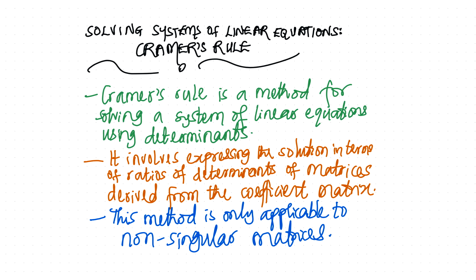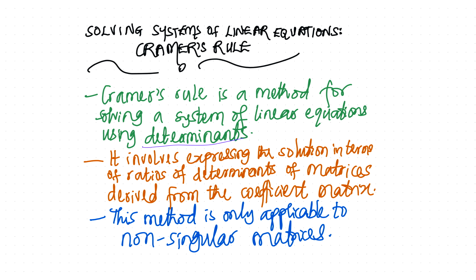I've been making a series of videos on matrices, and today our attention is going to be on solving systems of linear equations using Cramer's rule. Cramer's rule is a method for solving a system of linear equations using determinants. I remember talking about determinants in the video I made about matrix properties, where we talked about traces, transpose and determinants. So that knowledge is going to be useful here.